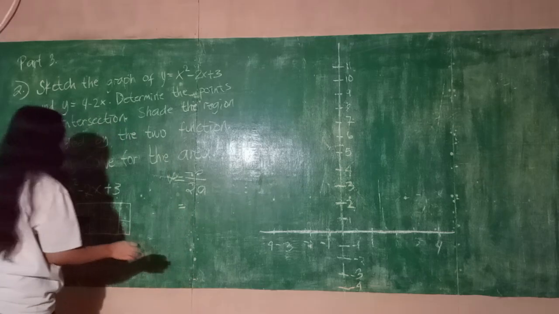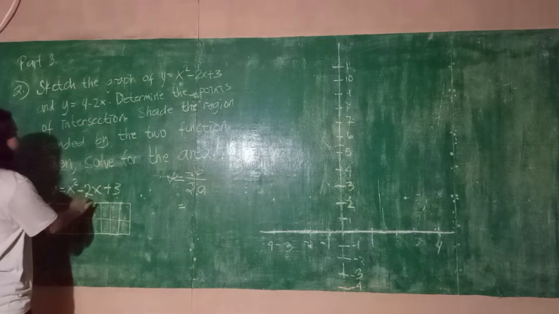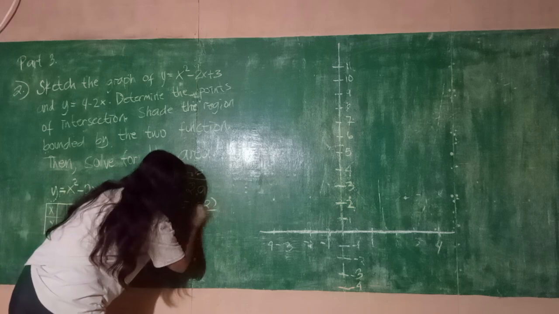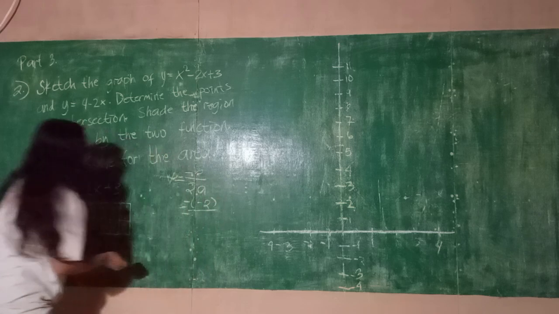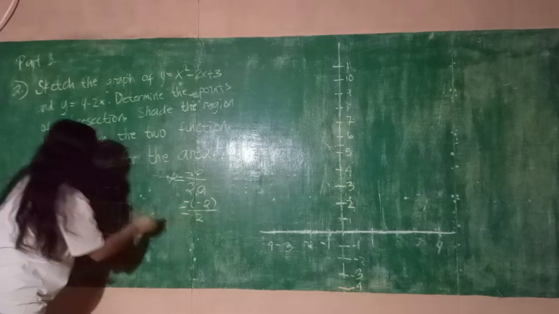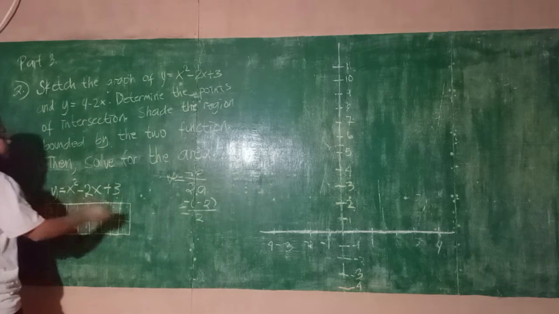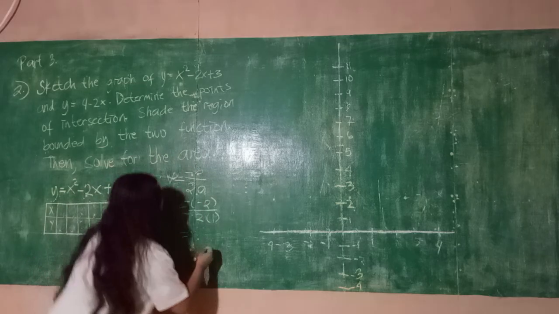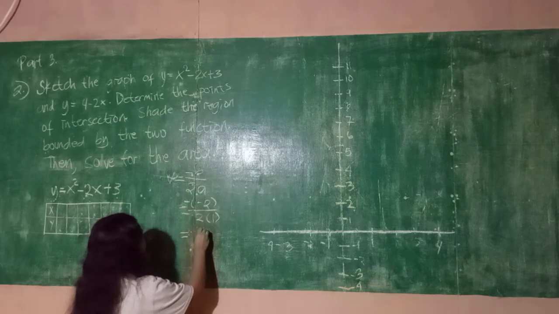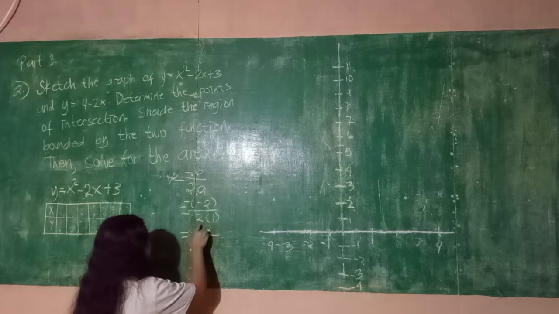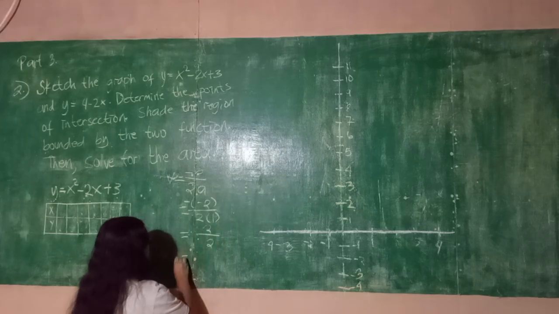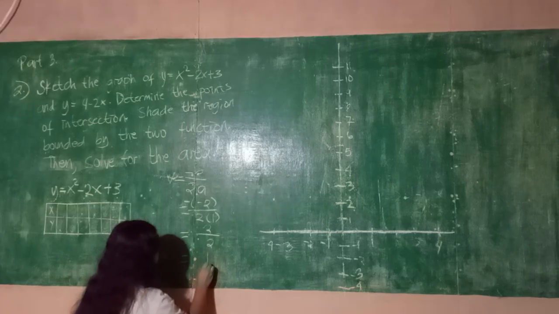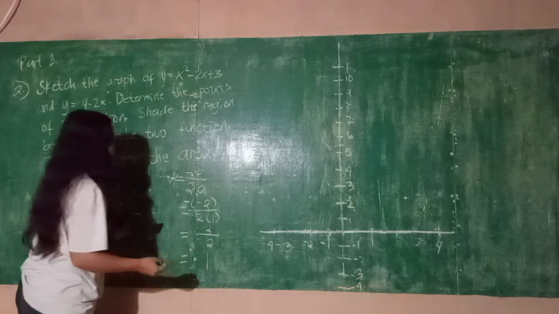To substitute, our b is negative 2. So negative times negative 2 over 2 times the value of a, which is 1. Then we simplify. Negative times negative 2 is 2, and 2 times 1 is 2. 2 divided by 2 is 1. And so our first coordinate is 1.